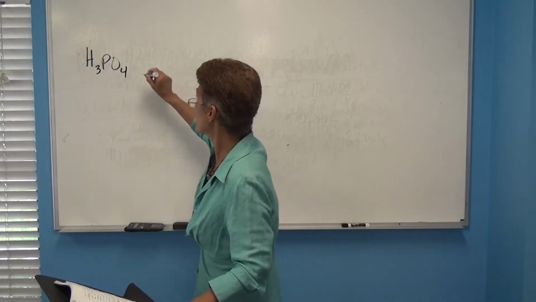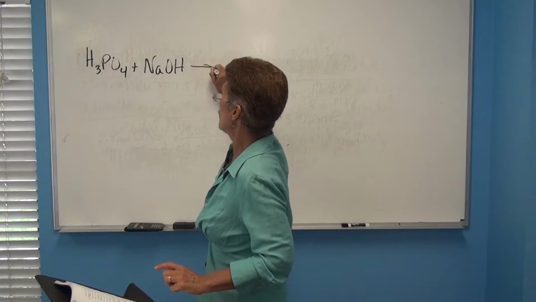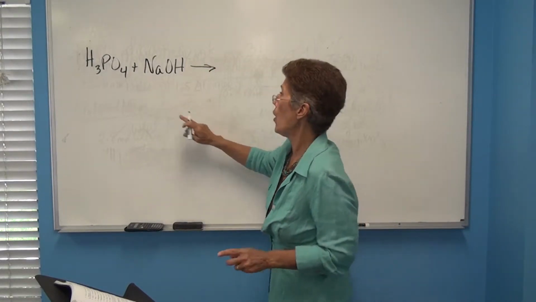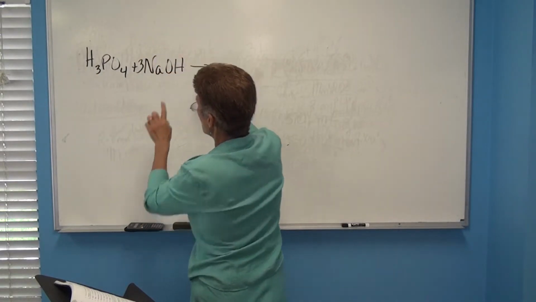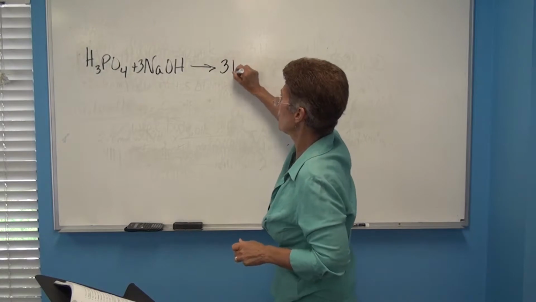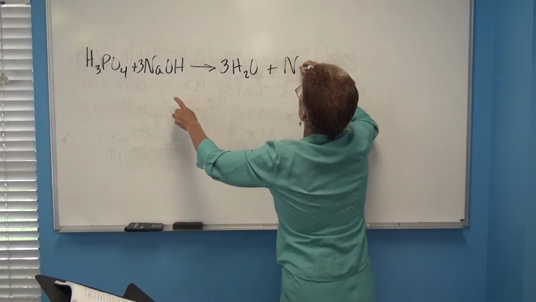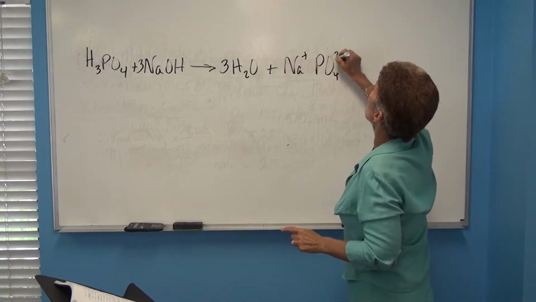And we're adding that to sodium hydroxide. We know that this is an ionic base because that's a metal, so we're going to make salt and water. We have 3 hydrogens to go with these, so we're going to need 3 of those hydroxides. So we've got 3 waters. And then we're going to have sodium left. And we have the phosphate ion left, which is a -3.